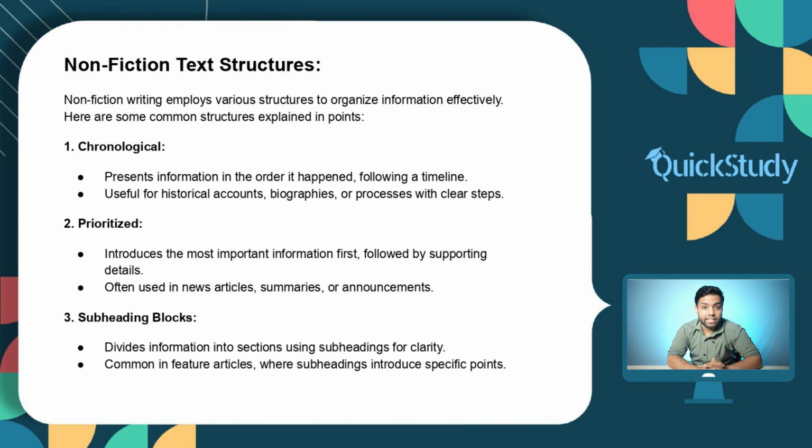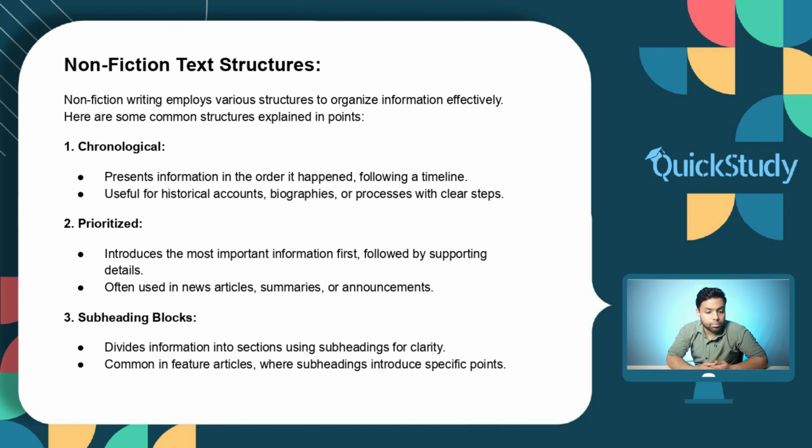While writing or reading non-fiction text, we have to remember that non-fiction writing employs various structures to organize information effectively. Here are some common structures explained in points. Number 1, chronological. Presents information in the order it happened, following a timeline. It is useful for historical accounts, biographies, or processes with clear steps. So the chronological order in which things actually happen presents the writing in a more simple way.